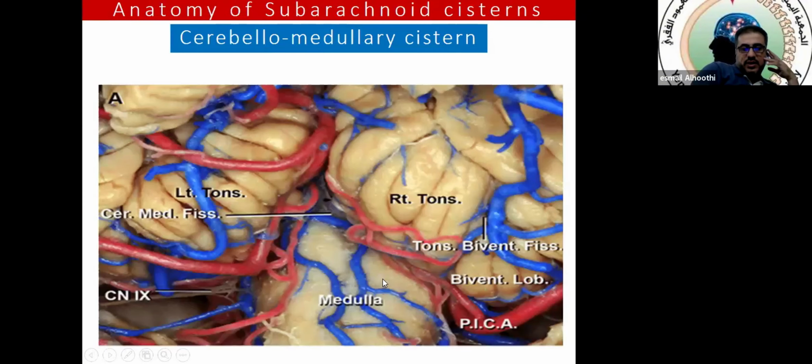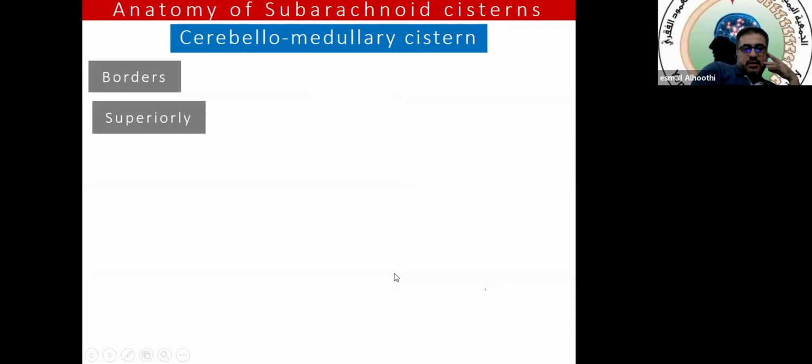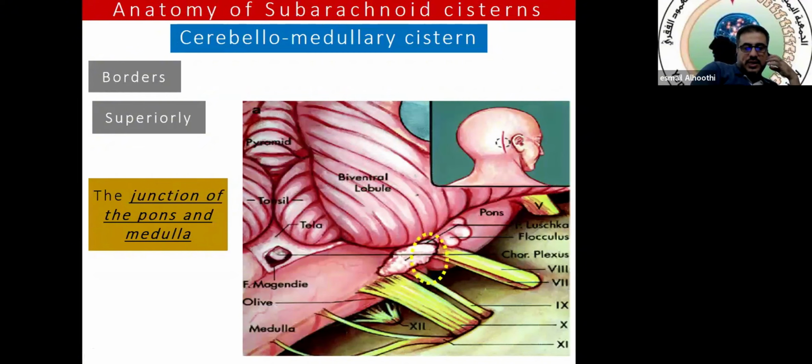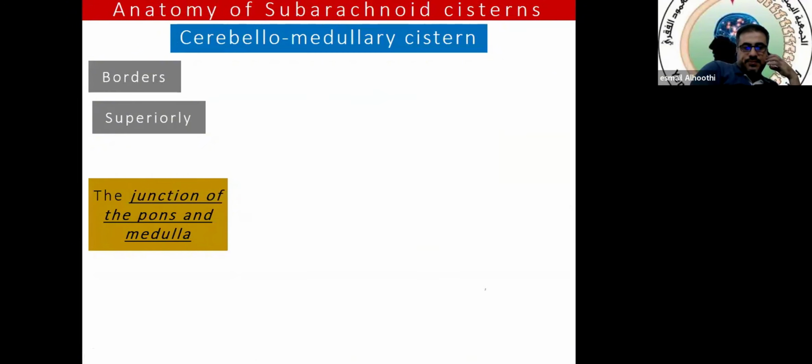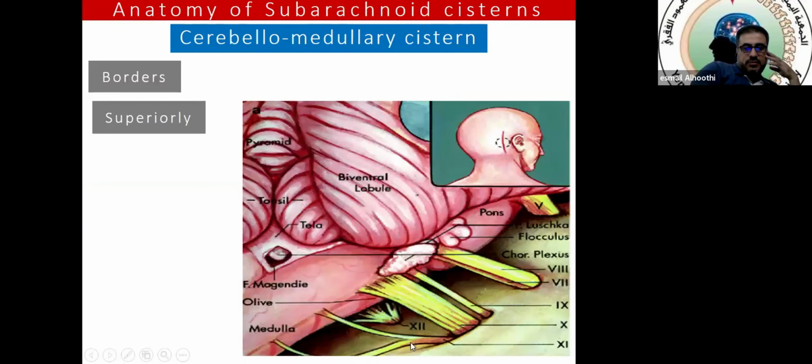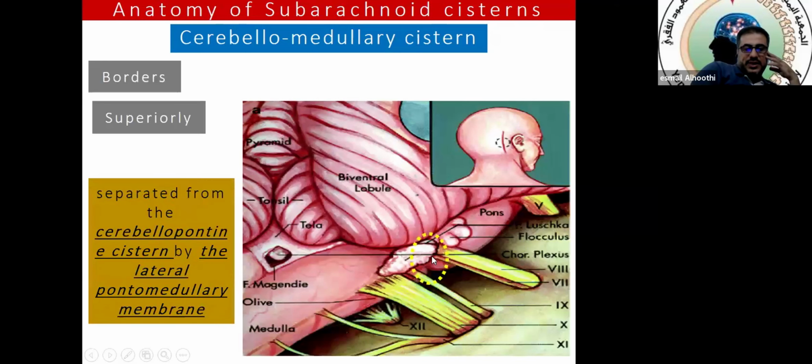This is a posterior view of the cerebellum and the brainstem. As we see here, this is the cerebellomedullary cistern. It's bounded superiorly by the junction of the pons and medulla. Here, it's located just below this line between the pons and medulla. In the superior border, it's divided from the cerebellopontine cistern by the lateral pontomedullary membrane.